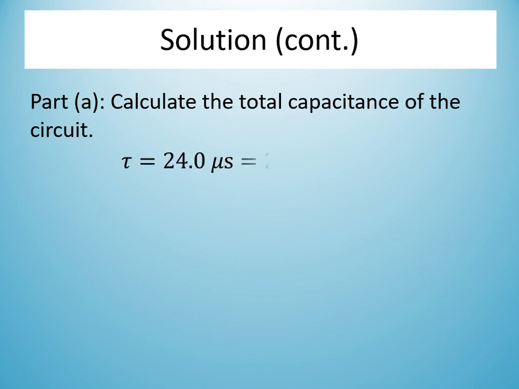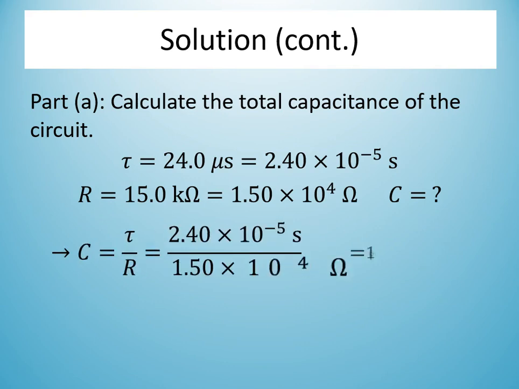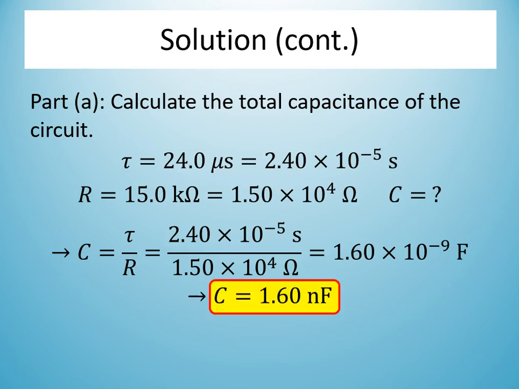So first, they ask us to calculate the total capacitance. Well, they give us the time constant. They also give us R, so now it's just kiddie algebra. And we get a capacitance of 1.6 times 10 to the minus 9 farads, also called 1.6 nanofarads.